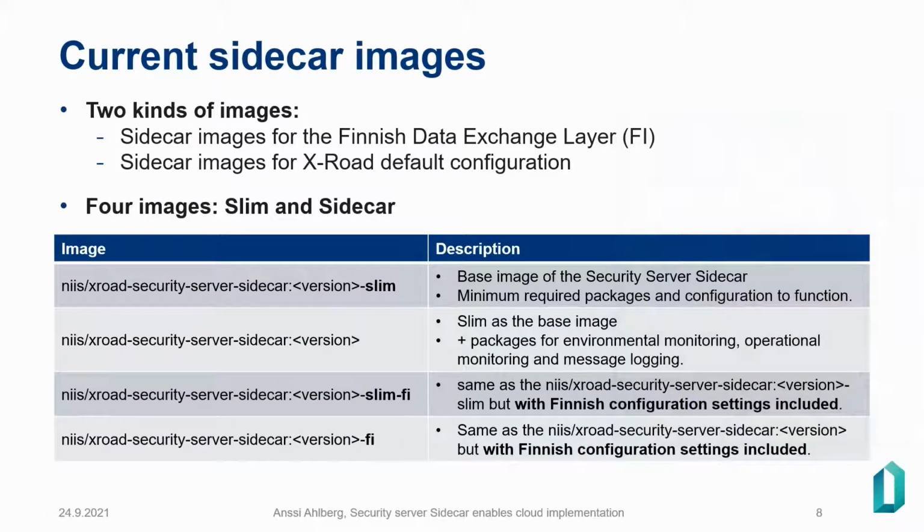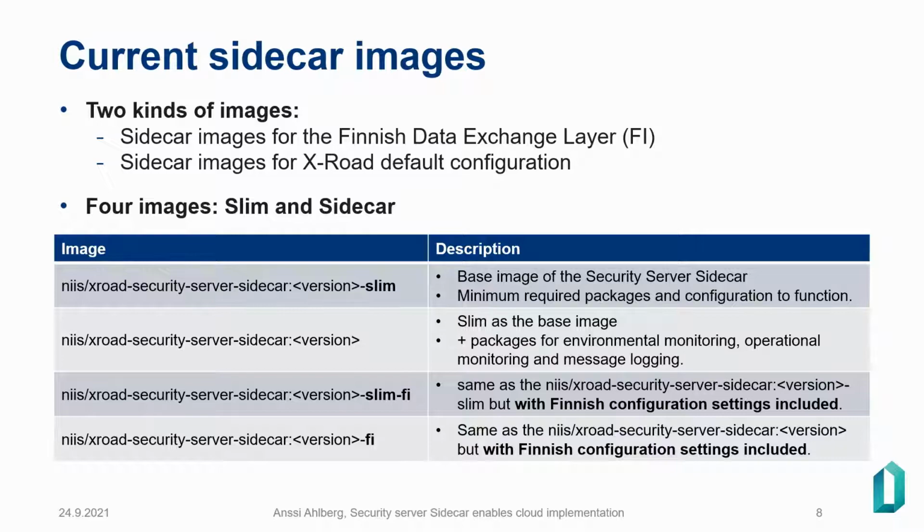The images that currently are available, there are two kinds of images. Basically, there are images tailored for the Finnish data exchange layer, as you see in the table below. And then there are images for the X-Road default configuration. So that's two kinds of images in one way. But at the same time, there are two kinds of images in the other way. So we offer images that are nicknamed as Sidecar Slim. And then there are images as security server Sidecar.